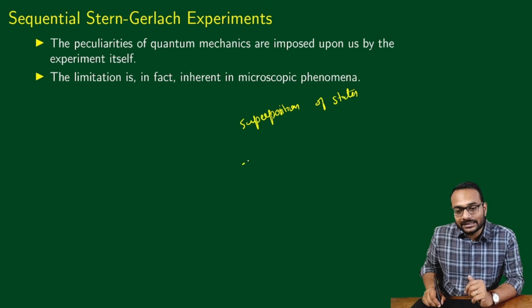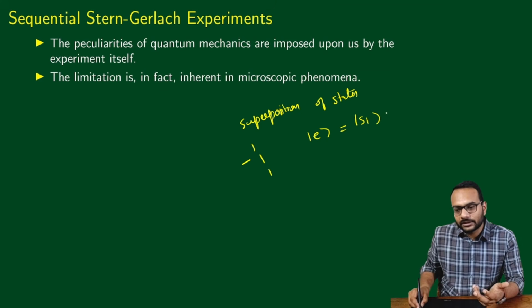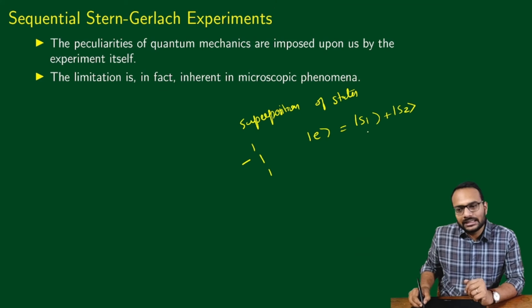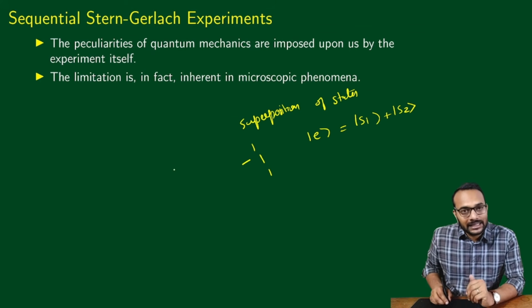We said that a single electron can be in both slits; it could be at different places at the same time. And we said that the state of the electron can be written as a superposition of the beam that passes through slit 1 and the beam that passes through slit 2. It can be in two states at the same time. We'll see later on that this is exactly what's happening here.